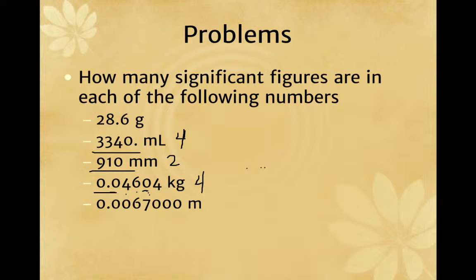On this last number, again, I have leading zeros, which are not significant. I don't count them as significant. Here, these zeros come at the end of the number, so they're trailing, and I have to check for a decimal point. There is a decimal point right here. That means I do count them as significant, so there are 3, plus the 6 and 7, so that makes 5 significant figures.